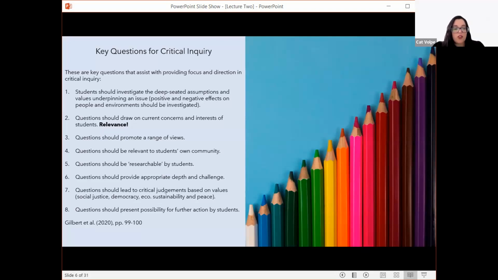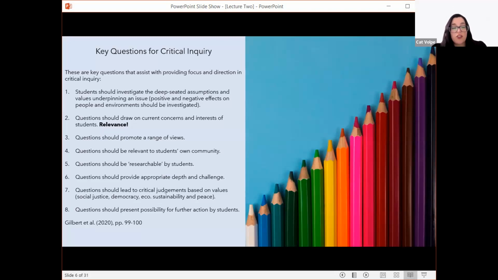Questions should be researchable by students. There's nothing worse than asking a student to investigate a topic that there's actually not an answer to, or some sort of different perspective that students can be considering. So this is all related to planning and making sure that the sources that you're providing to students actually work. Questions should provide appropriate depth and challenge. So obviously year level is an issue here.